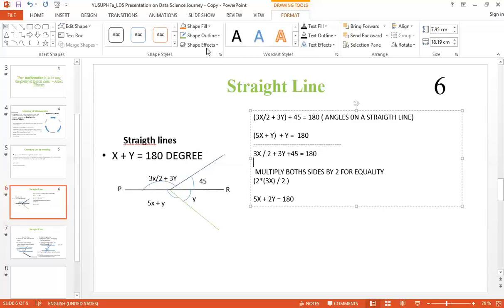Let me demonstrate, okay? Now, this is what happens. You have 3x over 2, plus 3y plus 45 is equals to 180. Okay. Now, it's like when we have a balance, we have a cantilever.